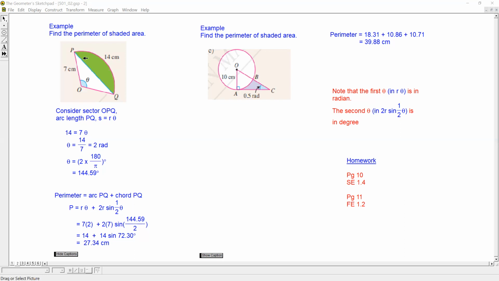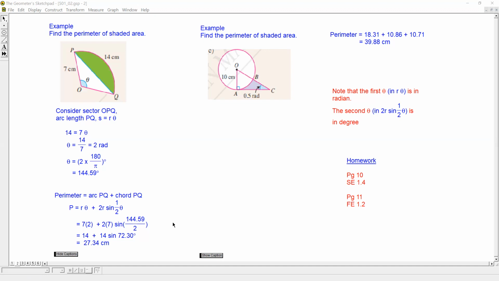Okay, next, I want to find this straight line, the chord PQ. Chord PQ is 2r sine half theta. So 2r, r is 7. Sine half theta. Half theta is 144.59, but you have to divide by 2 because we split the isosceles triangle into two right angle triangles. So you have to divide by 2.